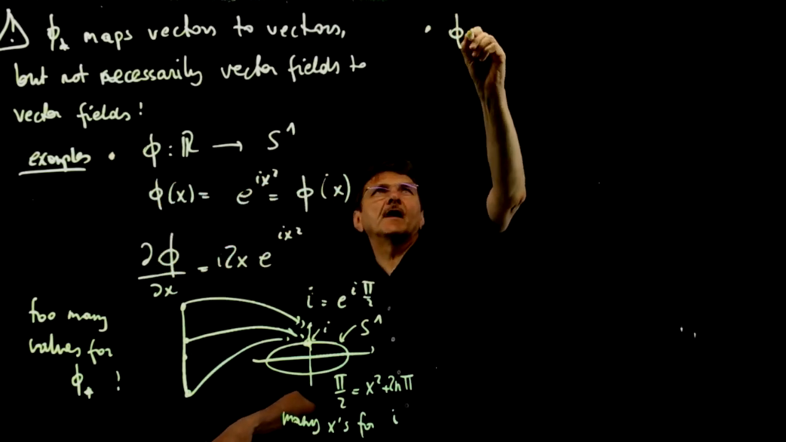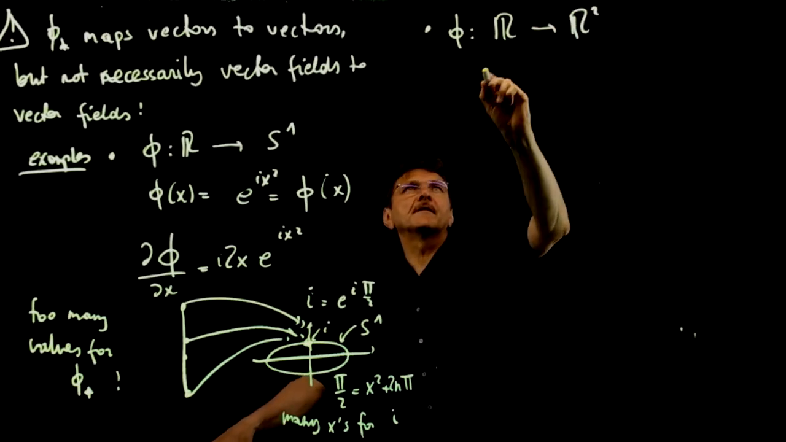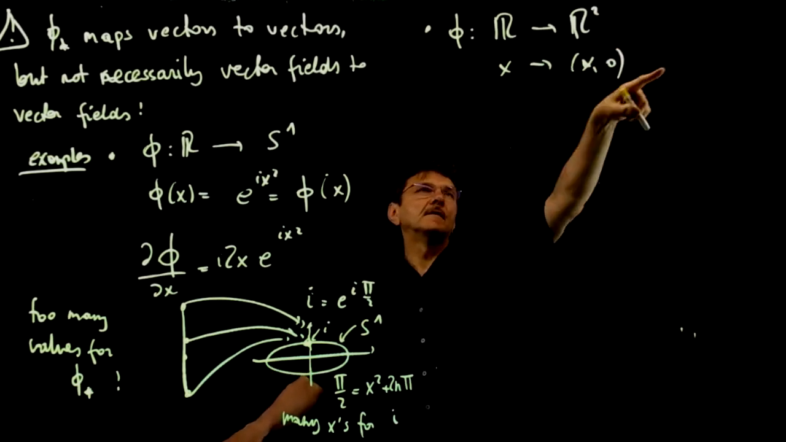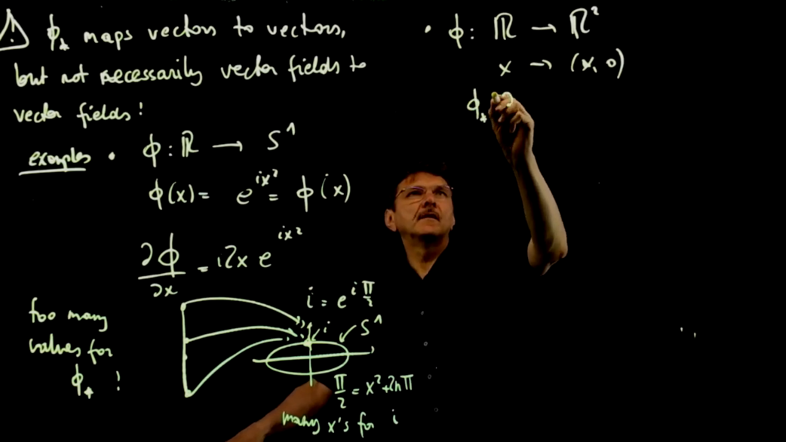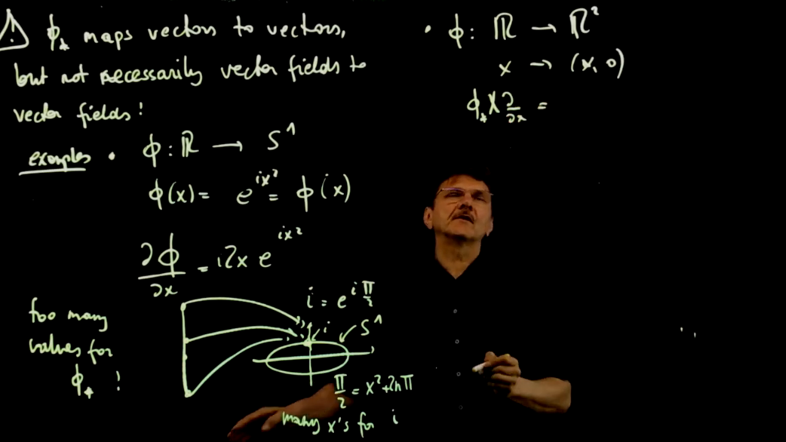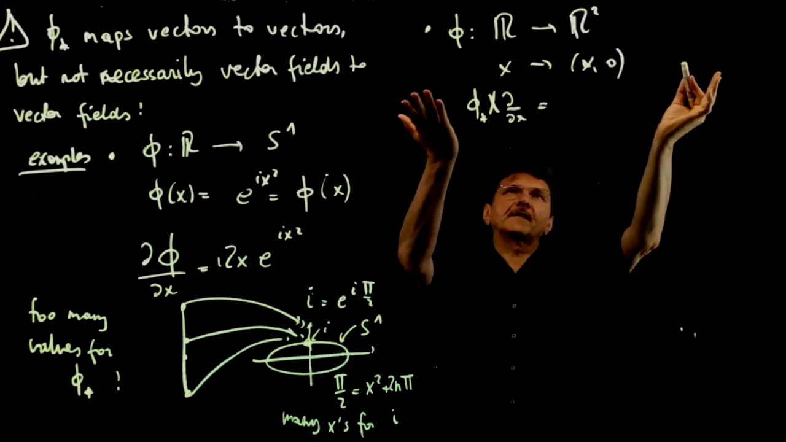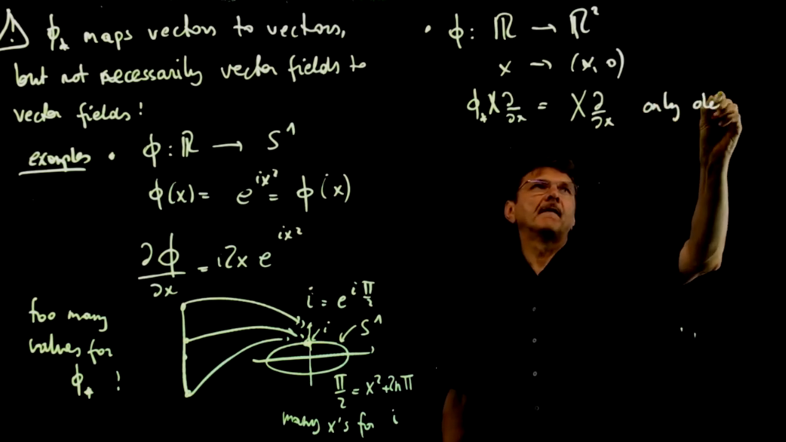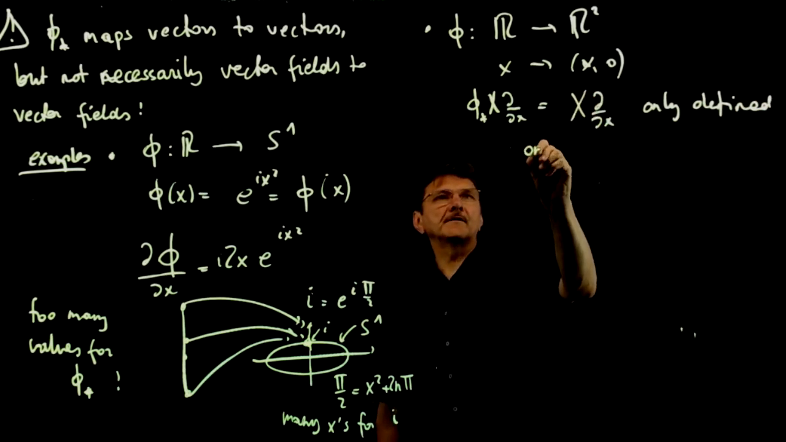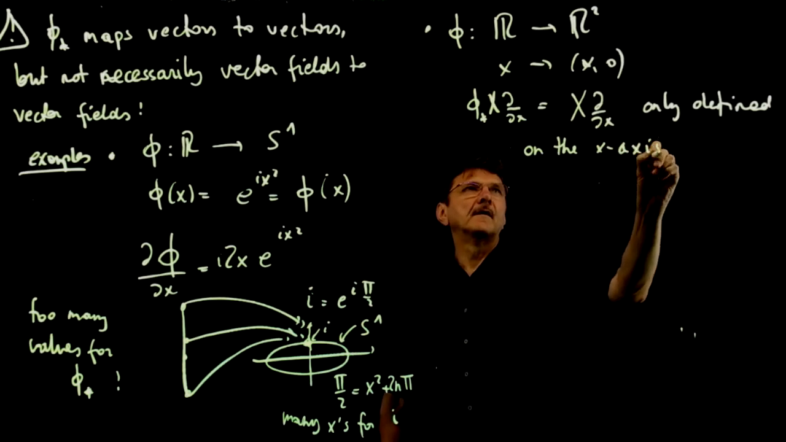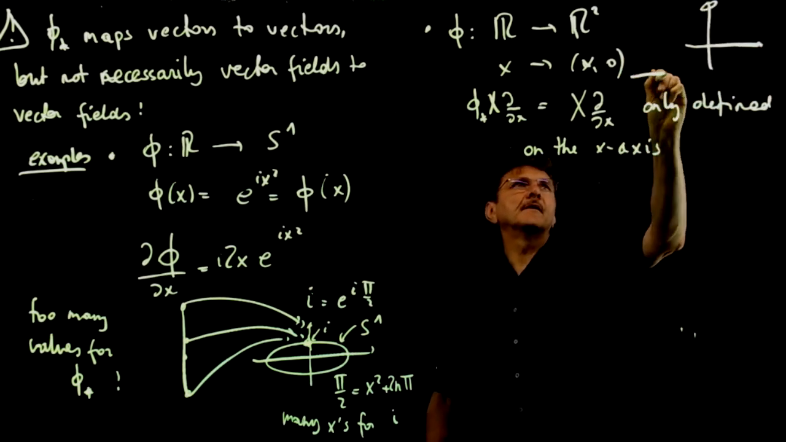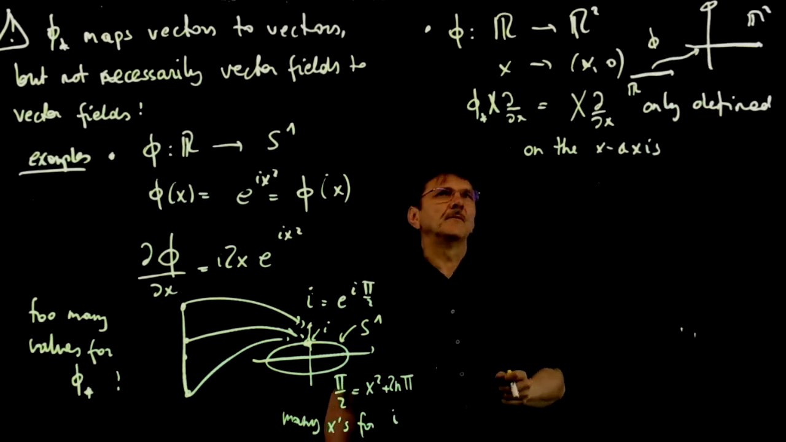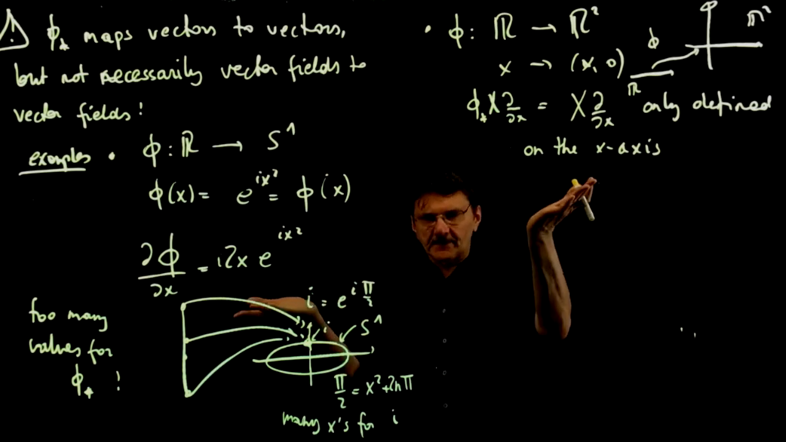So another example, you just take phi from R to R square. You take x goes to (x, 0), then well, phi star of the vector d over dx, there's one coordinate only, this is the identity, so it's going to get x d over dx, but only defined on the real axis, right? On the x-axis. So we have R square here, we have R here, and phi is just the natural embedding. So in both cases, you don't get a vector field.